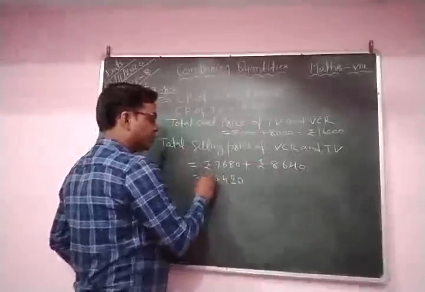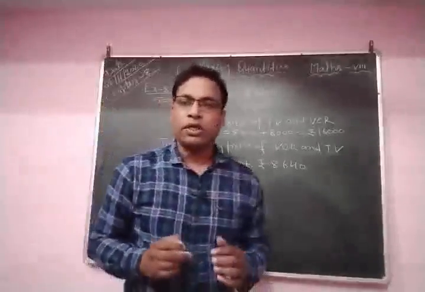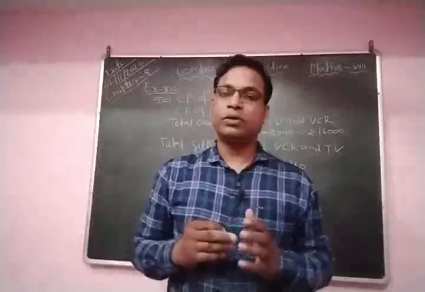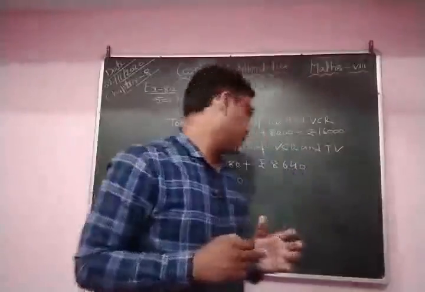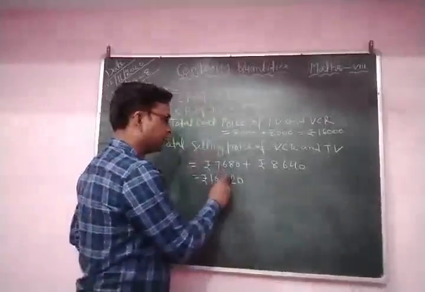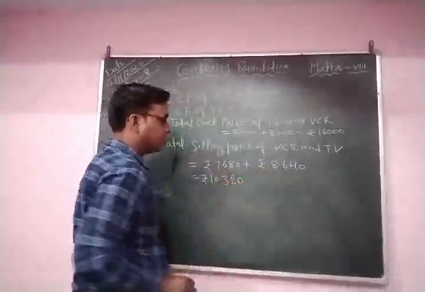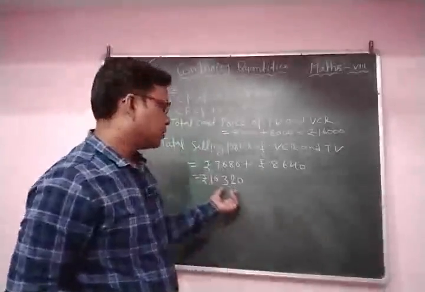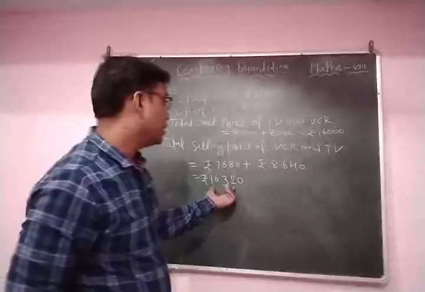Here you can see we obtain 16,420 rupees. The total selling price of TV and VCR we find here. So this is 3, not 4, because here this is 13. Okay, 16,320 rupees. This is the total selling price of the TV and the VCR.